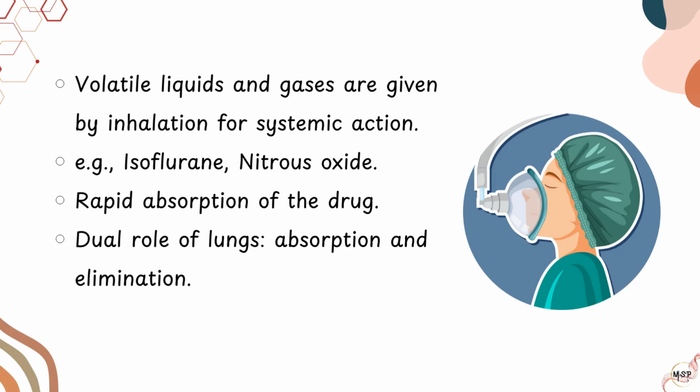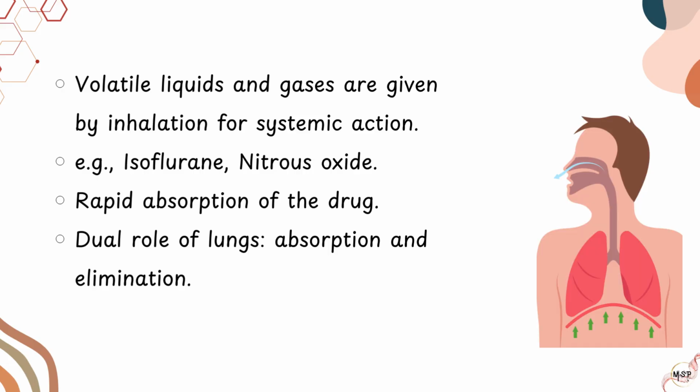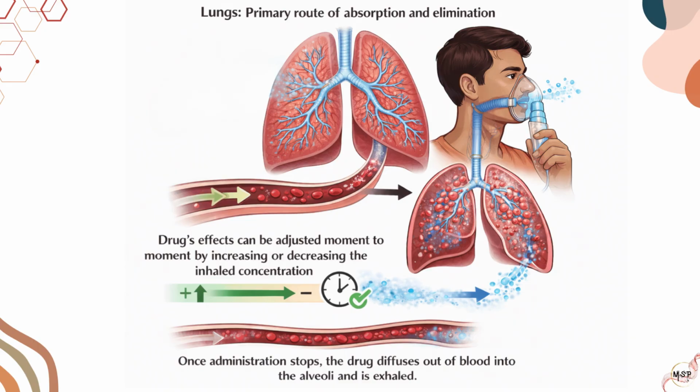This is why the inhalation route is perfect for volatile liquids and gases that need to act systemically. The most classic example is inhaled general anesthetics, like isoflurane. And here's the amazing part. The lungs don't just absorb the drug, they also serve as the primary route of elimination. The drug's effects can be adjusted moment to moment just by increasing or decreasing the inhaled concentration. Once administration stops, the drug simply diffuses back out of the blood into the alveoli and is exhaled out.